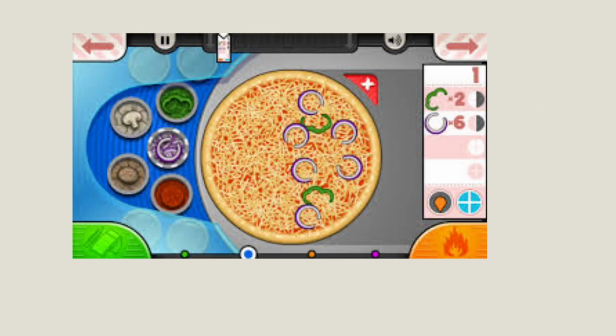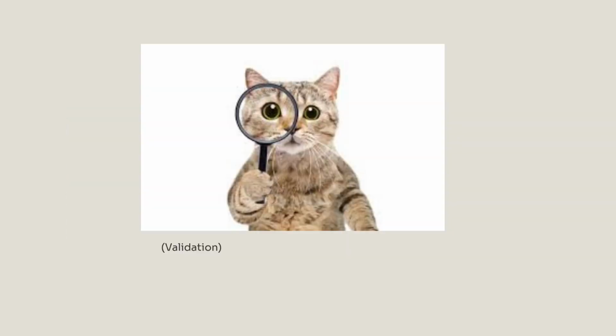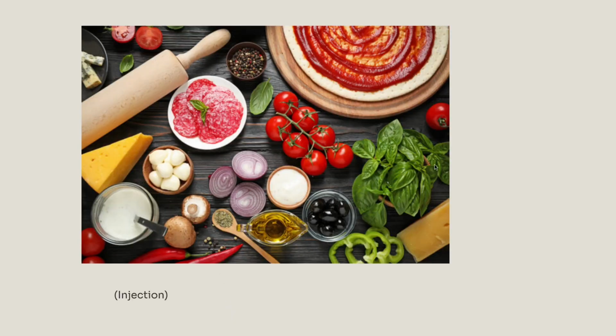This is where FastAPI comes in. You can think of FastAPI in this case as a kitchen manager. So before you, the chef, touches the oven, FastAPI, or the manager, calls the suppliers for you. In this case, I would call it a dependency function. Furthermore, the manager also makes sure that the ingredients are fresh. Here, I would call it validation. And then when everything's done, the manager sets the ingredients on the counter for you to prepare the pizza. In this case, I would call it injection.